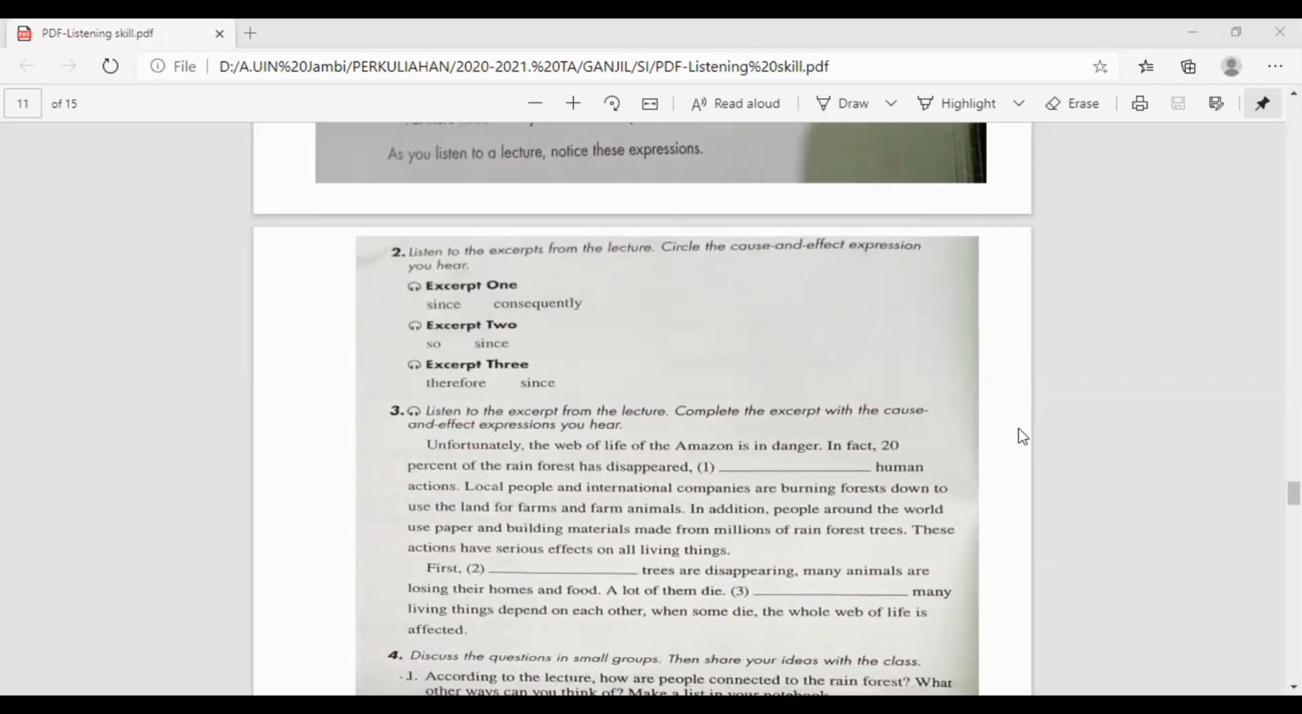Excerpt 2. Many unknown plants have also already disappeared, so scientists won't be able to study them and find more new medicines from them.